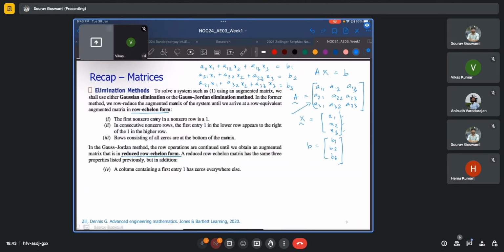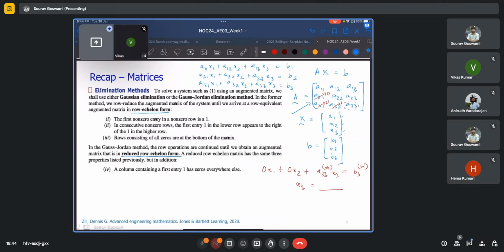Say it were to happen that these two numbers went to zero, and of course this would also be modified. In such a case, you would find that this new equation would simply be 0x1 plus 0x2 plus some modified A33 x3 equals some modified B3. Then you would have a direct solution for x3. Similarly for the other cases. And that is what we try to perform by elimination.